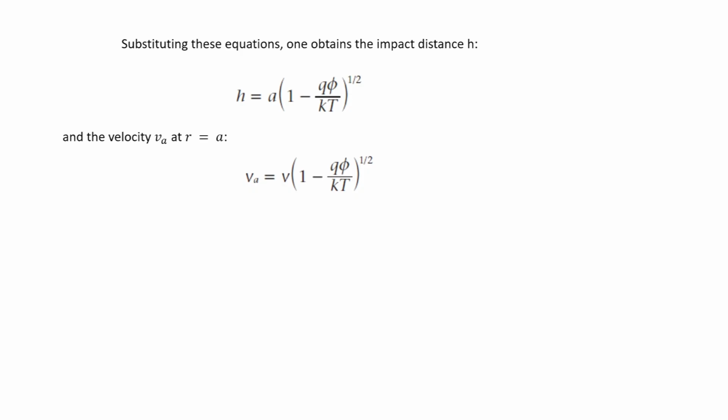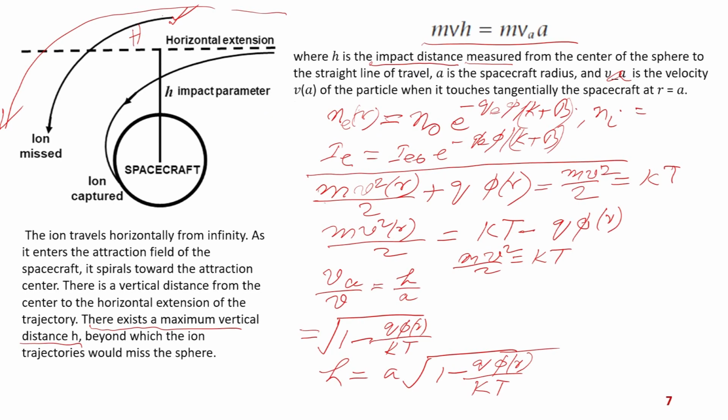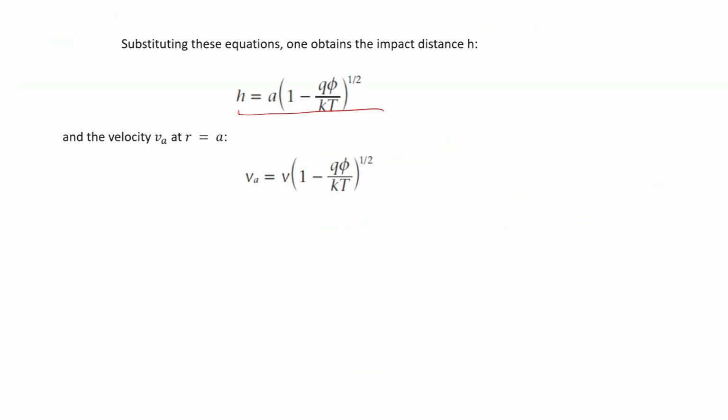This I already derived, whatever equation I wrote. So, I can write it here, h is equal to A times this. Now, the velocity v_A at r equal to A, since v_A by v was this, I can write v_A is equal to v into 1 minus q, the same expression, and I can put it here.